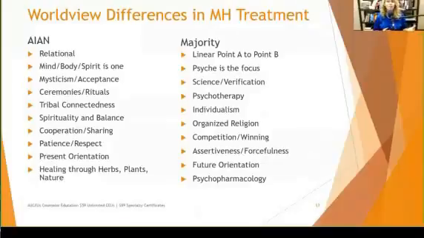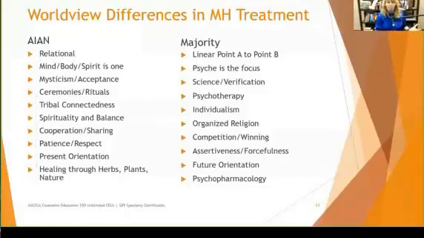They have ceremonies and rituals which they use for cleansing, balancing, healing. We tend to focus on treating mental health with psychotherapy. So again, that's just focusing on the psyche as opposed to focusing on the entire person. Tribal connectedness is valued and encouraged in mental health treatment, whereas in the majority culture, we focus on the individual.